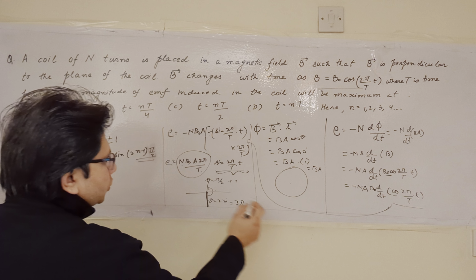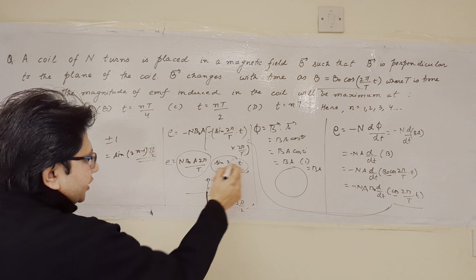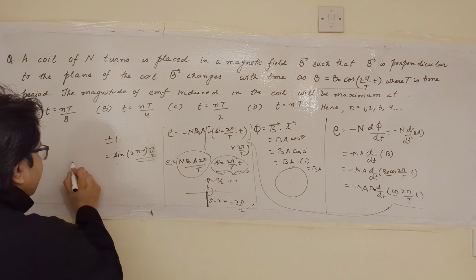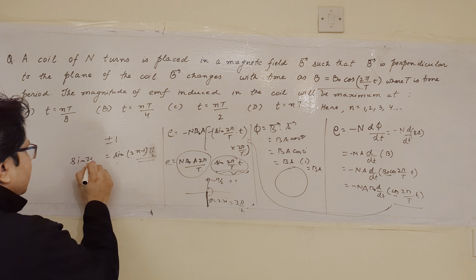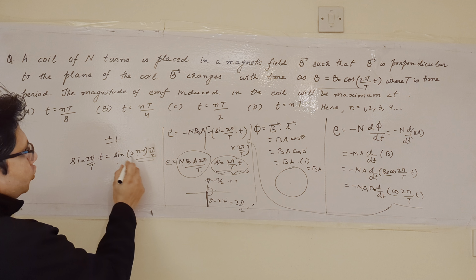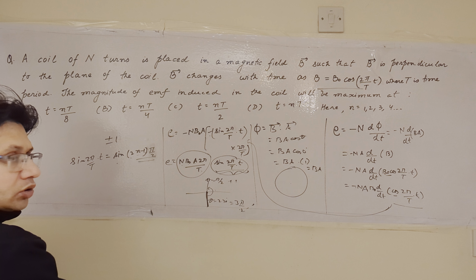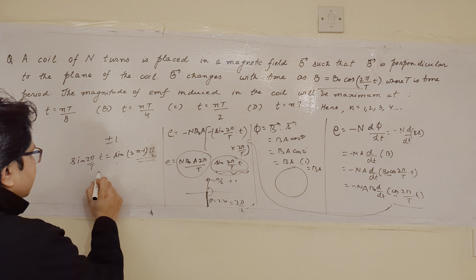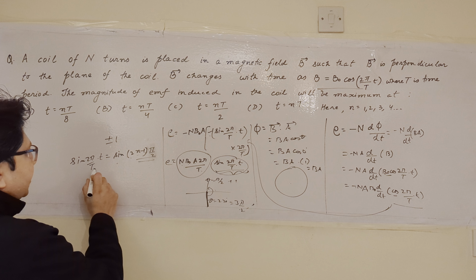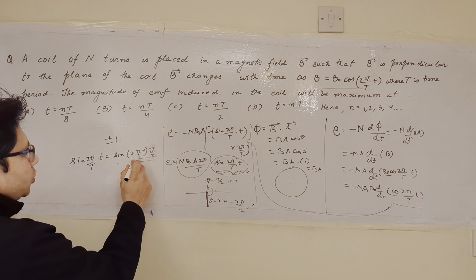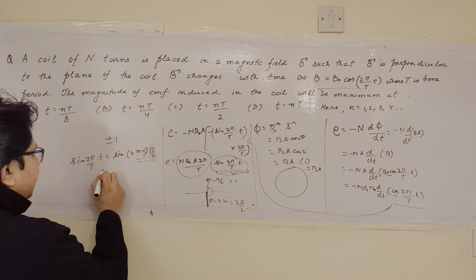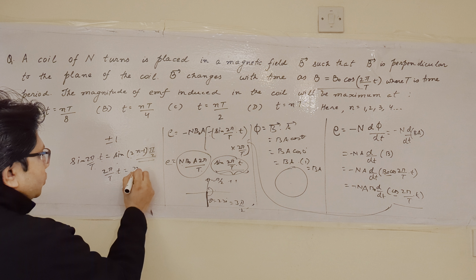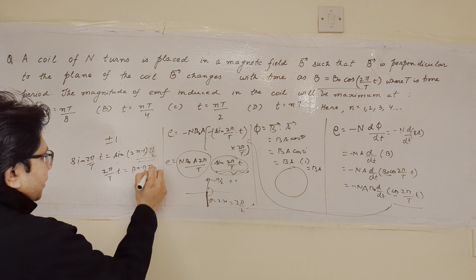So this value of 2 pi by capital T into small t becomes equal to (2n minus 1) pi by 2. After comparing both sides of sine, we get 2 pi by T into small t equals (2n minus 1) pi by 2. So we write down 2 pi by capital T small t is equal to (2n minus 1) into pi by 2.